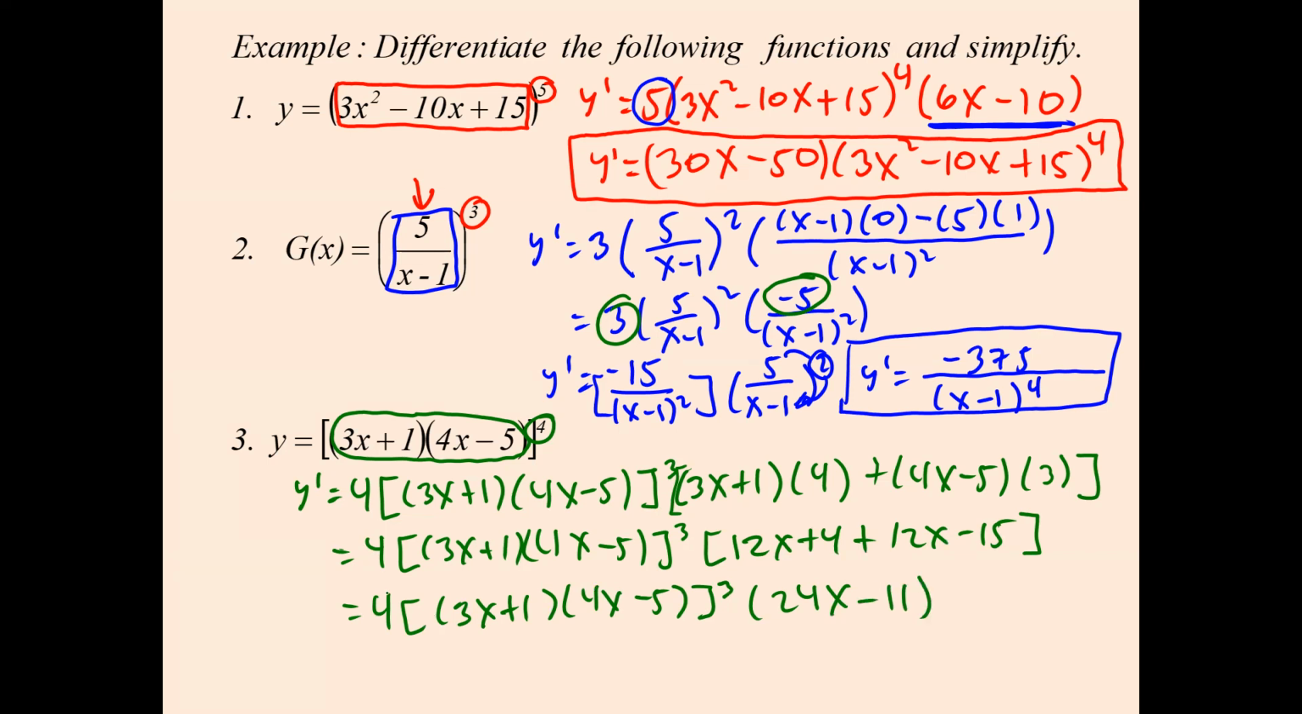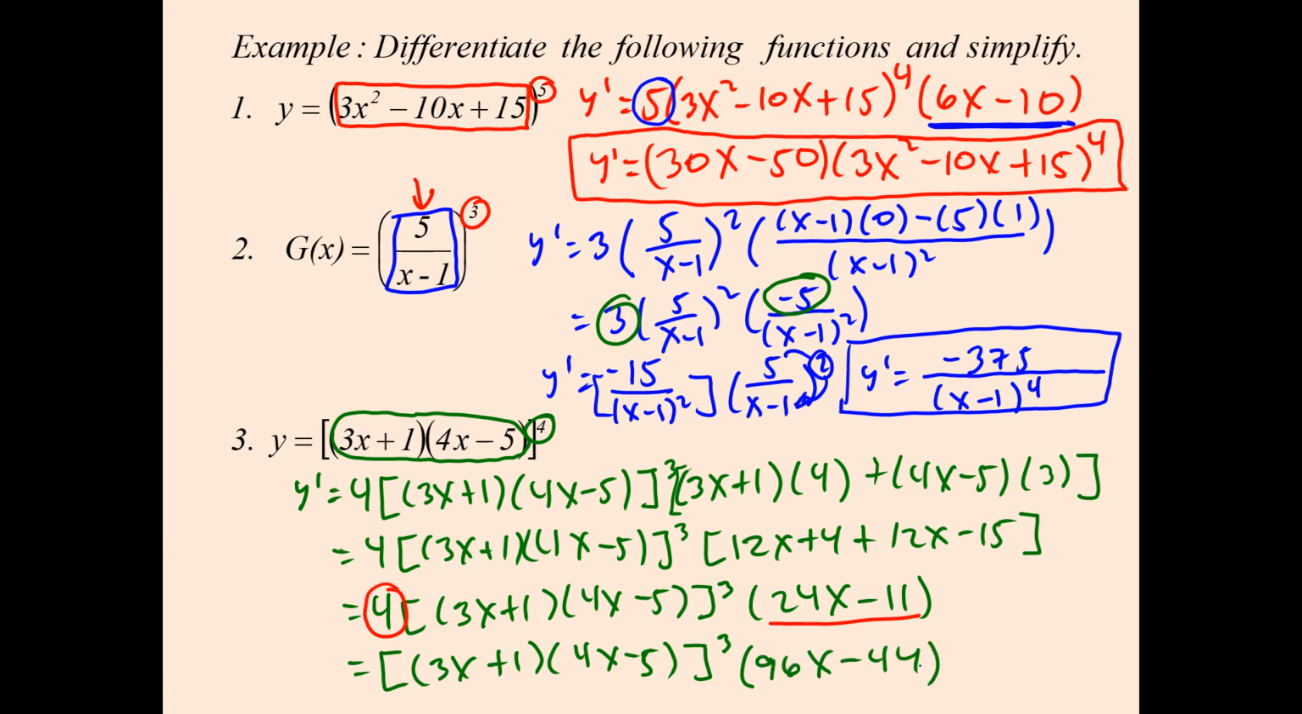Okay, pwede nating i-distribute yung 4 dito sa term na to kasi exponent lang naman nila ay 1. So meron tayong (3x plus 1) times (4x minus 5) raised to 3 times 4 times 24. 4 times 24 is 96x minus 44. Okay, so yan yung ating y prime natin.